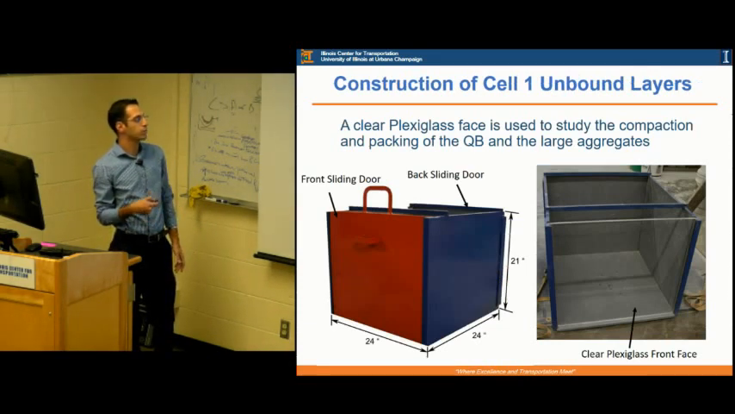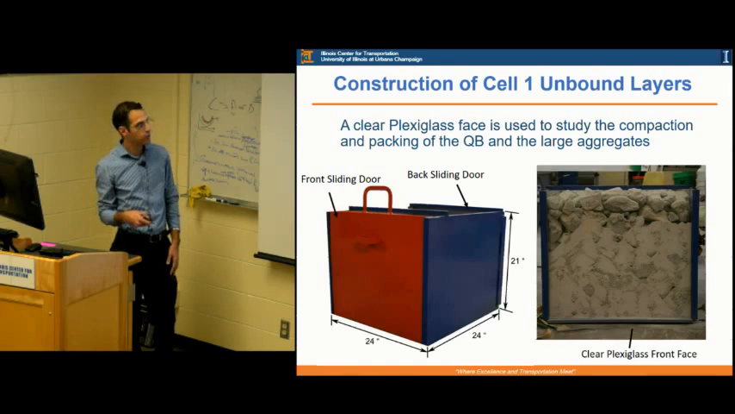So we built a large box, 24 inches by 24 inches by 21 inches, with one of its faces having a clear plexiglass front, so that we can take images and monitor the percolation of the QB inside the large rocks. And just as a last image, this is the box filled with the large rocks.